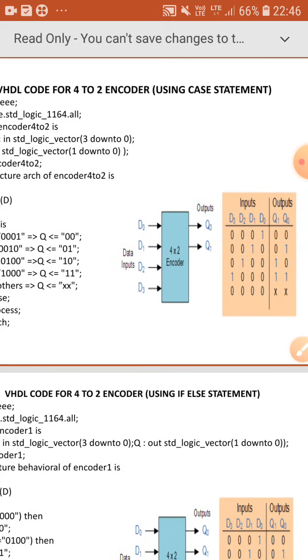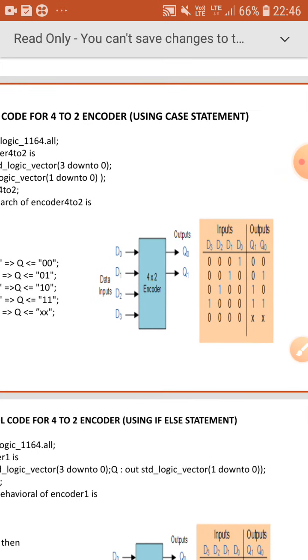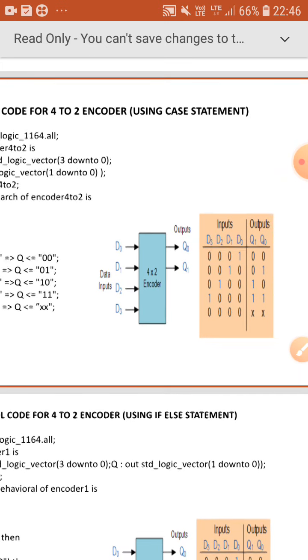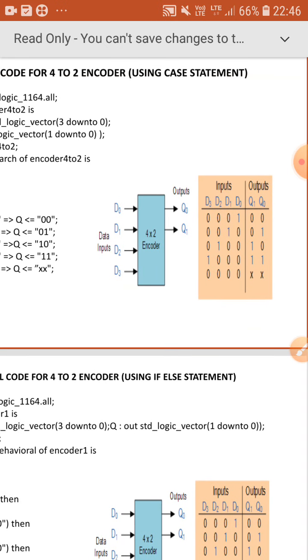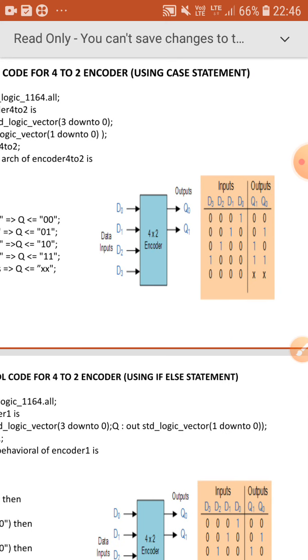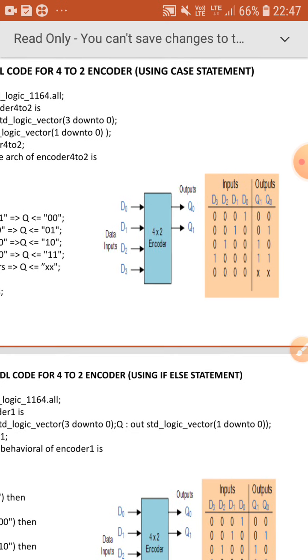So in 4 to 2 encoder, if D0 is 1, then the output will be 00. If D1 is equal to 1, then the output will be 01. If D2 is equal to 1, then the output will be 10. If D3 is equal to 1, then the output will be 11.